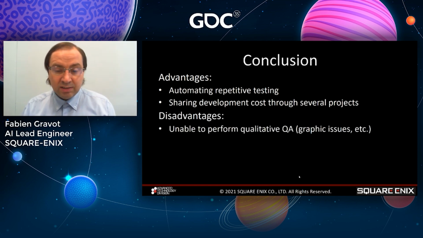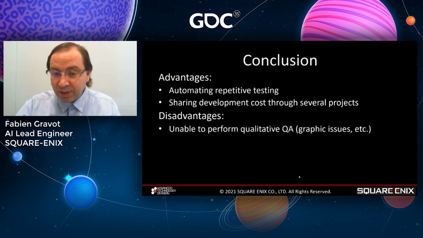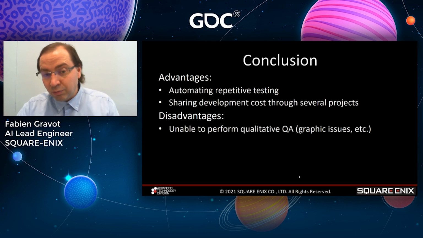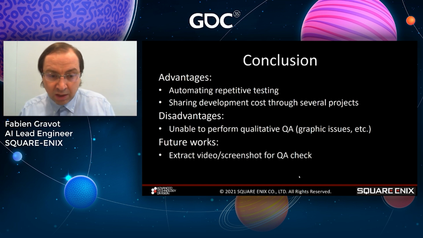The problem is that we are not able to do any qualitative QA, such as graphic issues and so on. The replay system was perfectly fine to say that the game was working when there was a black screen all over the place, just because it was able to complete the level. But we still have some graphical movies and so on that we can export to help QA make some decisions about that.